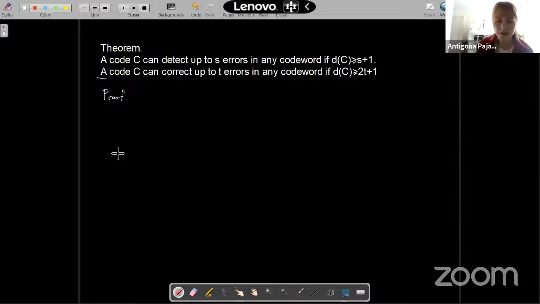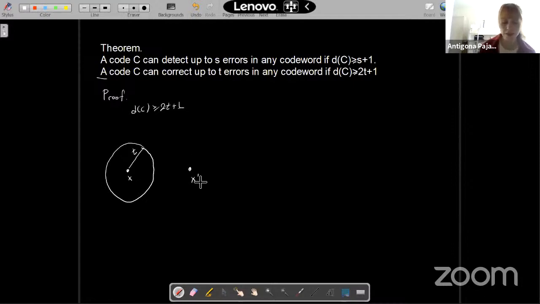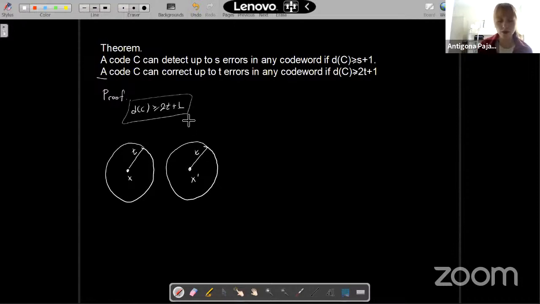Okay, so if this minimum distance is greater than or equal to 2t plus 1, let this be the code word, the center, so that its neighborhood up to t errors, I can show as a circle. And let this be another code word, x prime. Again, its neighborhood of radius t, I can show like this as a circle, or actually they use spheres. Now, if this holds, these two neighborhoods of two different code words cannot overlap.